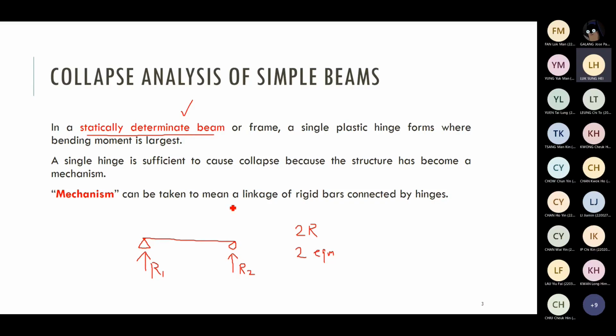For this kind of determinate structure, one plastic hinge will make the structure collapse. One plastic hinge will make the structure collapse. And this hinge will form at the location with maximum bending moment. Once the structure becomes unstable, technically we call it a mechanism. Mechanism can be taken to mean a linkage of some rigid blocks connected by hinges. You will know more about this term after seeing the example later.